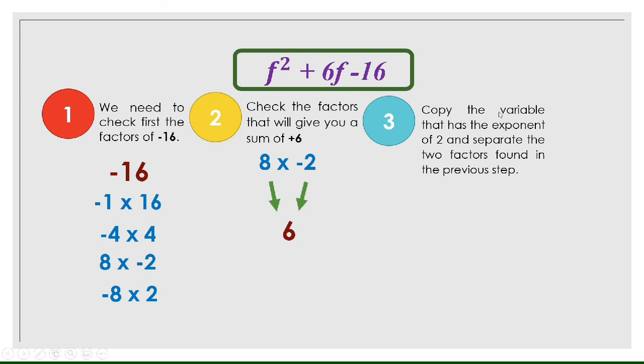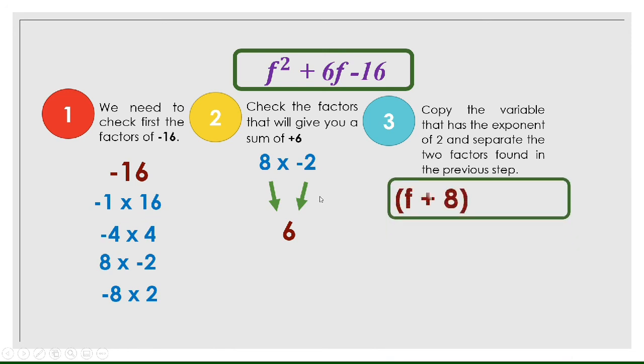So, ano nga ba yung variable na merong exponent na 2? So that's gonna be letter F. And we need to copy the factors of 8 and negative 2. So that's gonna be F plus 8 multiplied to F minus 2. So that would be the answer. So the factors of F squared plus 6F minus 16 are F plus 8 and F minus 2.